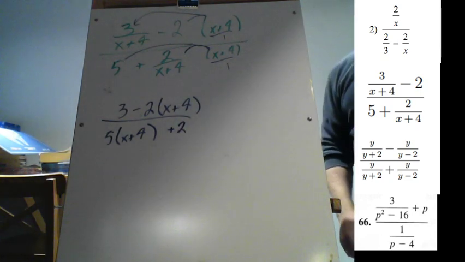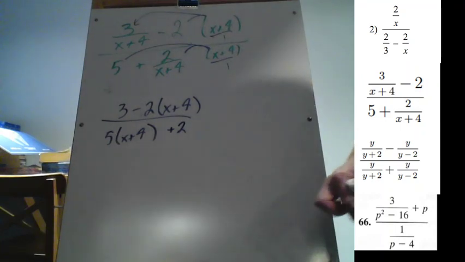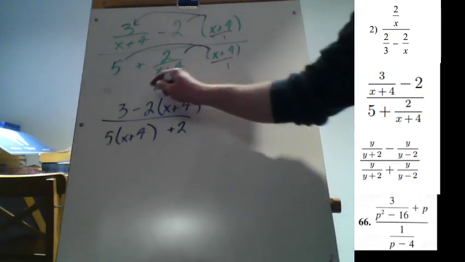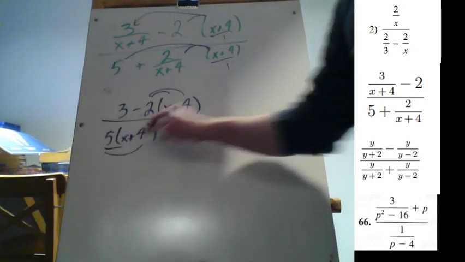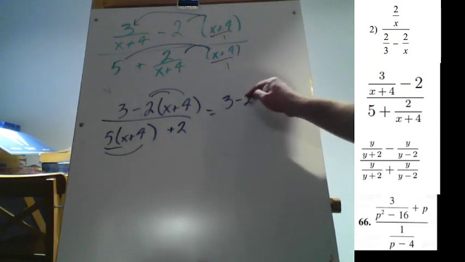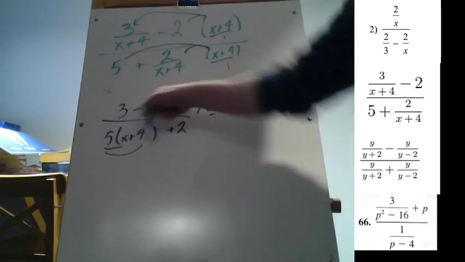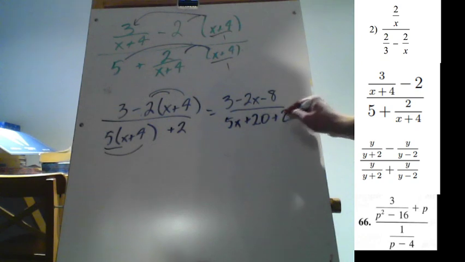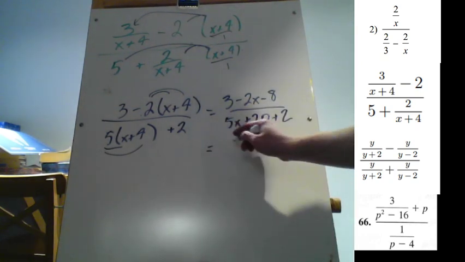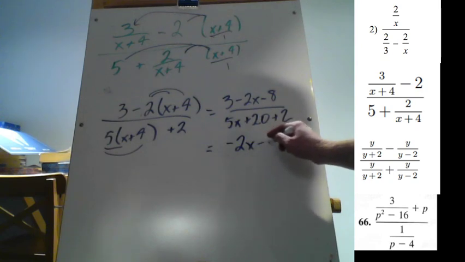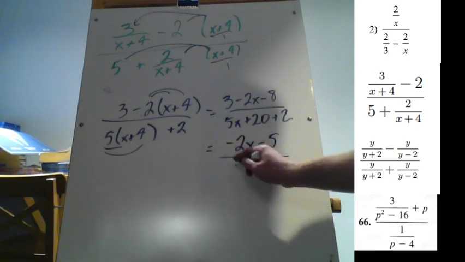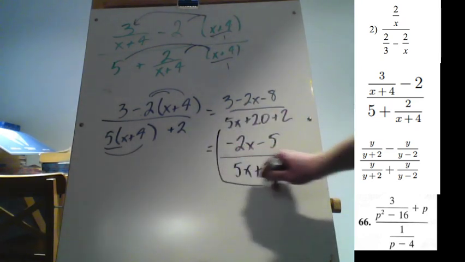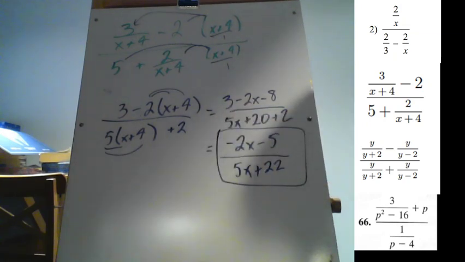Now I hear some of you saying, Mr. Hayes, now we can cancel out the x plus 4s. No, you can't, because it's not a factor, because you got the minus here and the plus here. So you're going to have to multiply this out. Multiply this out, multiply that out, and I'm going to end up with 3 minus 2x minus 8, because the negative comes with the 2, over 5x plus 20 plus 2. So when we simplify that, that's going to become negative 2x minus 5 on the top. And then the bottom is 5x plus 22. Neither of these factor, so that would be your final answer.